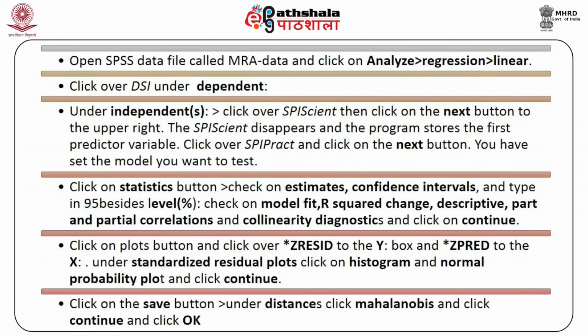Click on the Statistics button, check estimates, confidence intervals, and type in 95 beside level percentage. Check model fit, R-squared change, descriptives, part and partial correlations, and collinearity diagnostics, and click on Continue. Click on the Plots button and click over ZRESID to the Y box and ZPRED to the X box. Under Standardized Residual Plots, click on histogram and normal probability plot and click Continue.